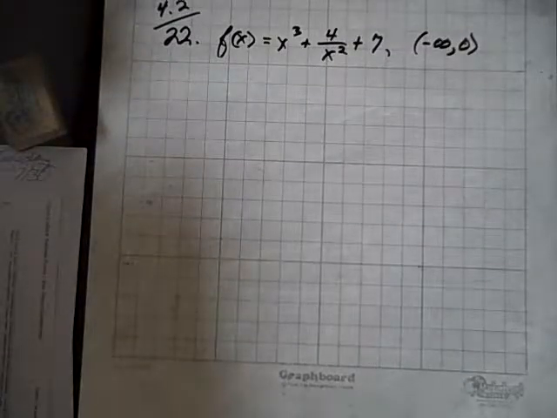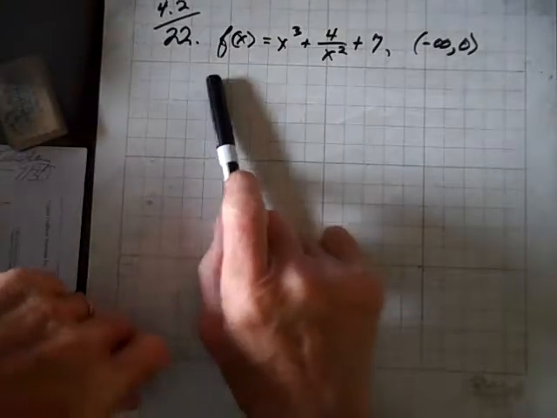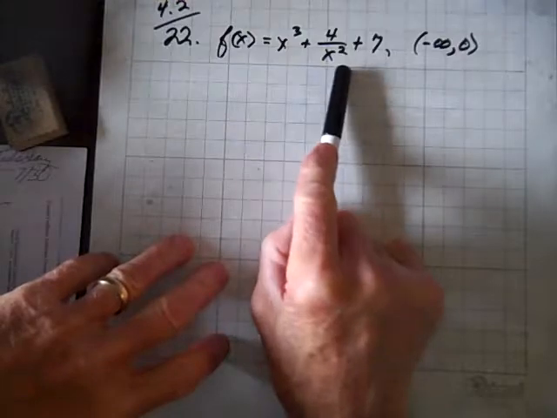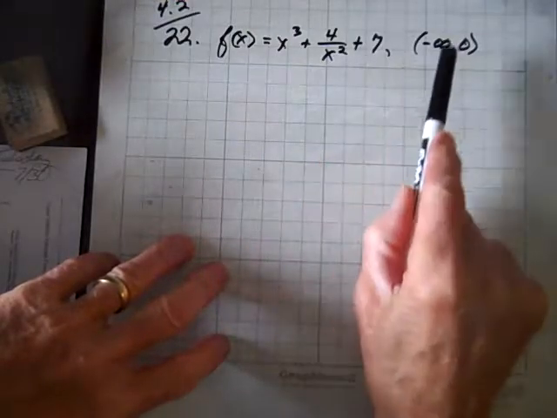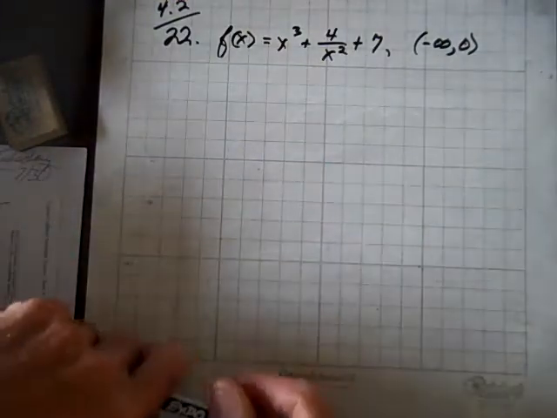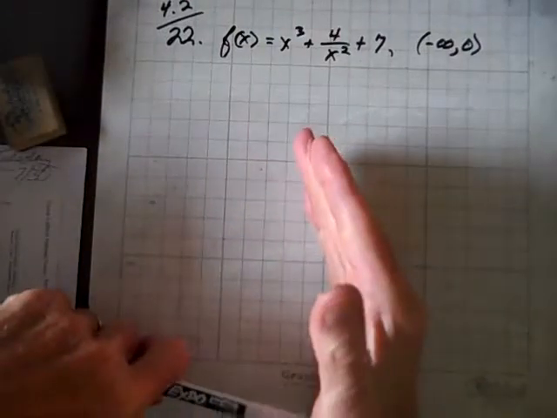Now we're on section 4.2. We're going to do question 22. What we have to do here is show that this function has exactly one zero on this interval, negative infinity to 0. Here's our strategy.